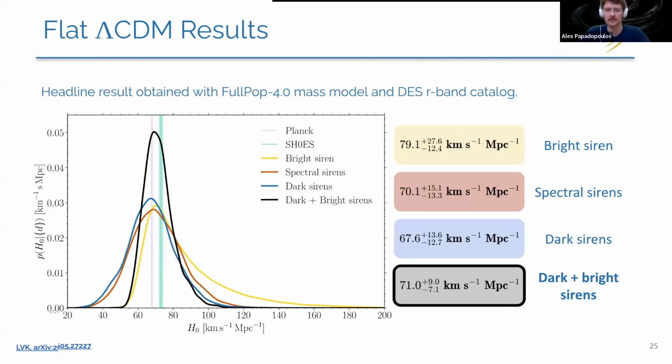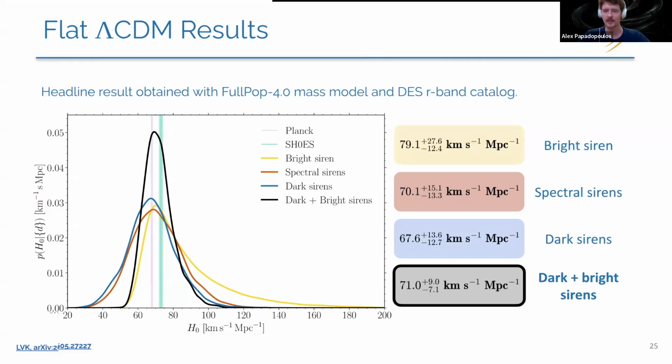Okay, great. Thank you very much, Isaac. Isaac's done a great job of setting me up now for the very exciting task of talking about our results. So we start here with our flat lambda CDM results, which is basically our headline set of results. And these are all obtained using our fiducial model. So this is using the FUPOP 4.0 mass model, which you remember as being one of the multi-population models, which uses both neutron stars and black holes, as well as using the DES R-band galaxy catalog. So that was the galaxy catalog that was over a much smaller area of the sky, but had a much higher completeness. So had information to a higher redshift.